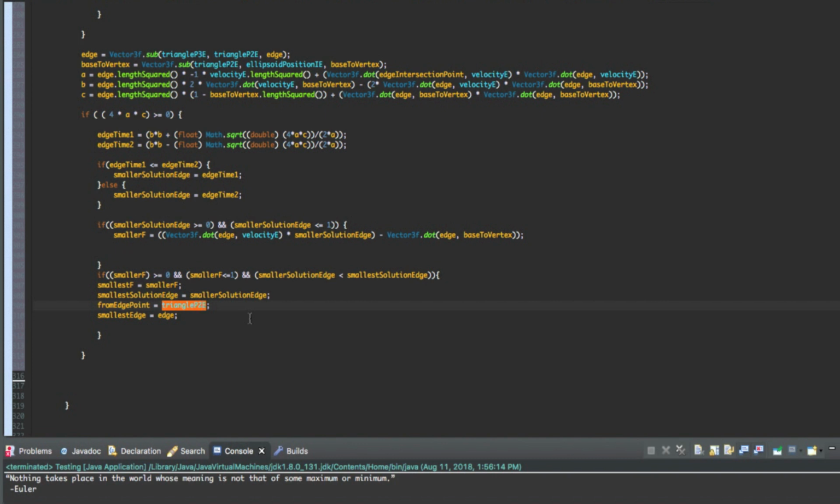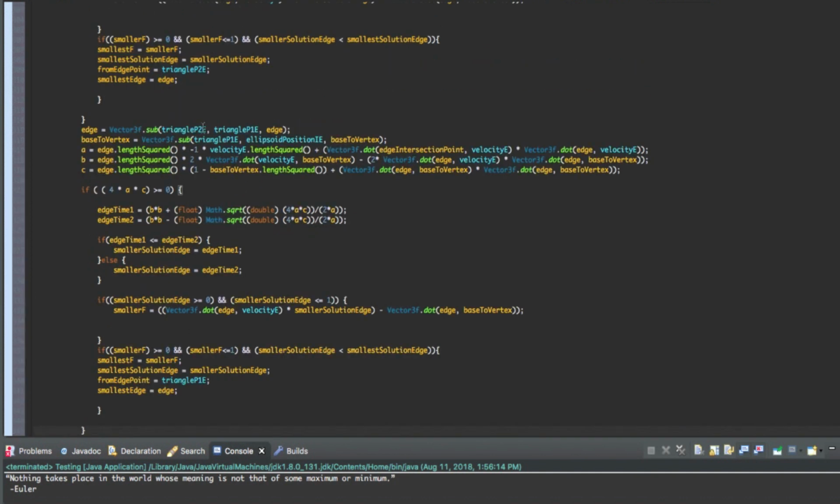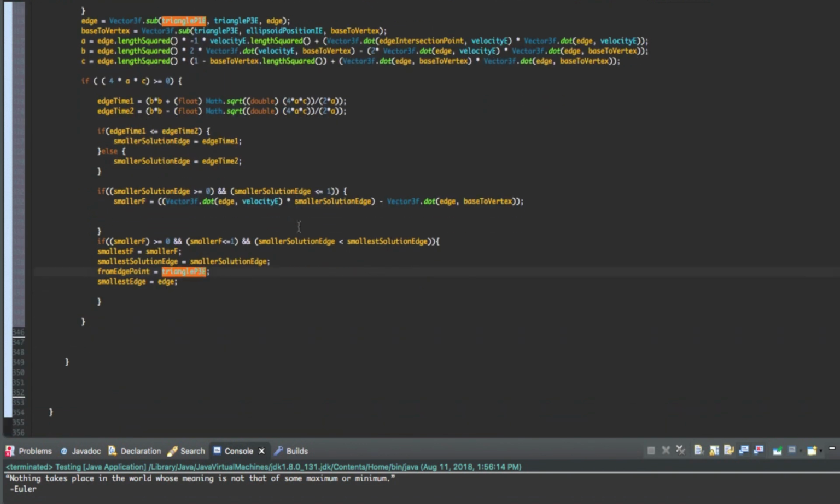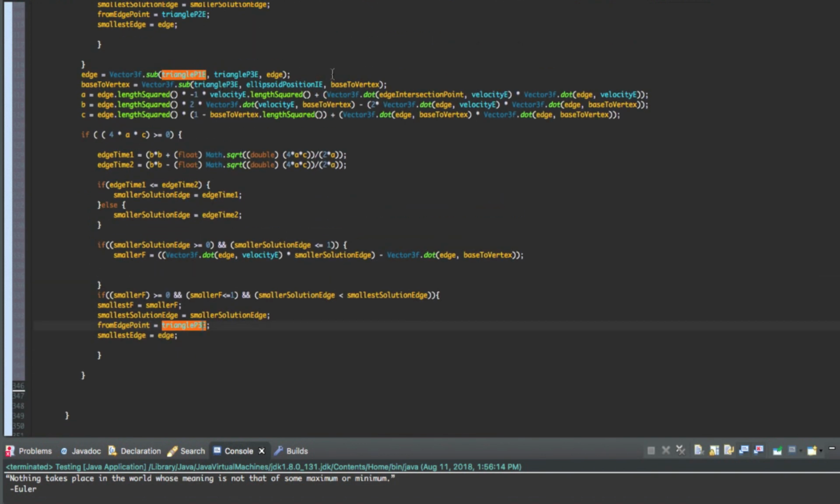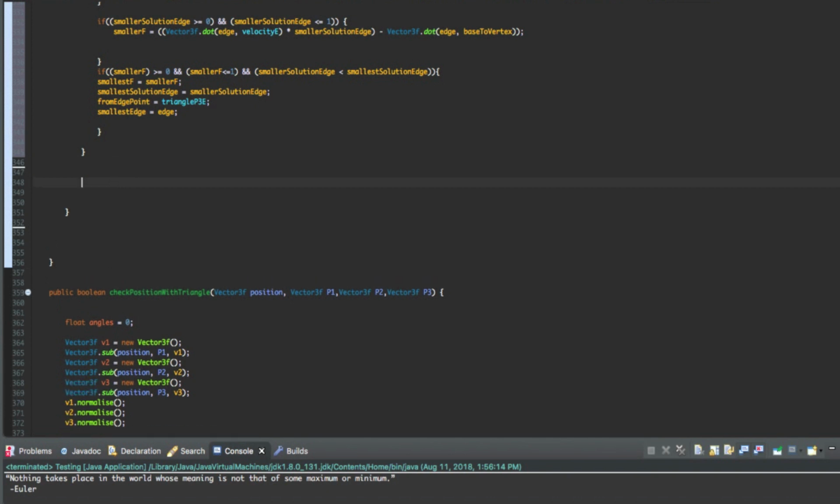All right, so now we're going to do that again and make sure you change up these triangle values. We need to construct an edge between all of the points. So this one starts at P3 and goes to P1. Okay, and now that we finally have all of these, we have our smallest solution.